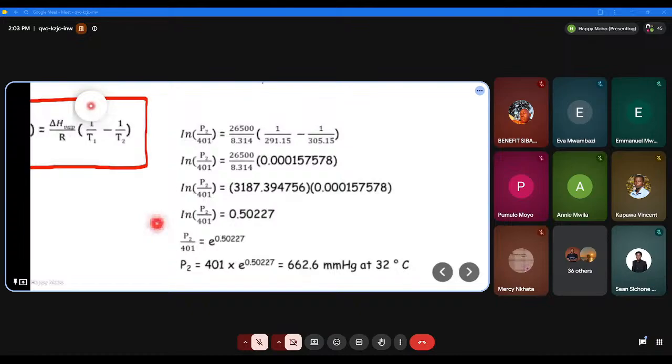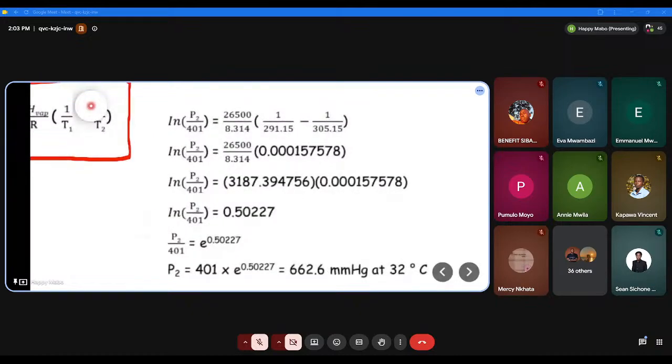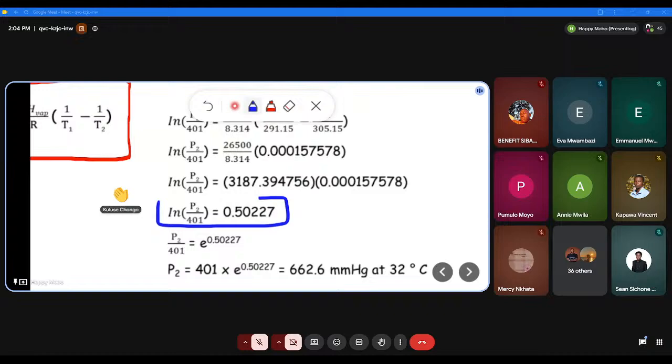So the initial partial pressure goes there, the value of R goes there, the standard molar heat of vaporization goes there, then you've got the initial temperature and the final temperature. When you compute the numbers on the right side, you end up with that. Then the entire expression that we have here, if you are able to remember, is the logarithmic form of part of what we're trying to compute.